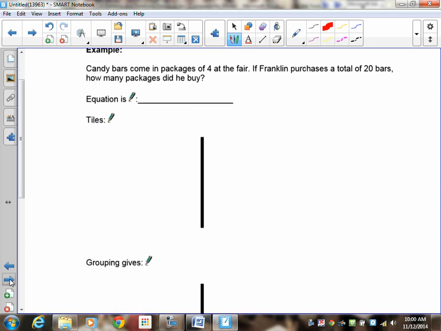Candy bars come in packages of 4 at the fair. If Franklin purchases a total of 20 bars, so there we go, there's a total.